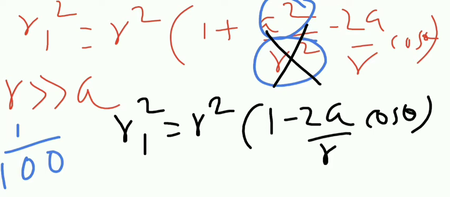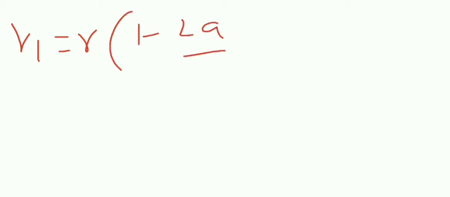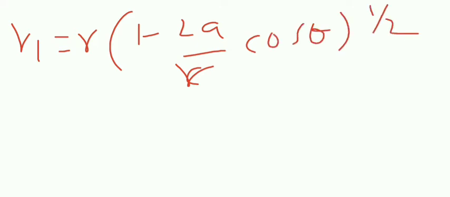If I take the square root of both sides, the square root of R1 squared is R1. On the right-hand side R squared is there, so it will be R times 1 minus 2A by R cos theta, whole power of 1 by 2, nothing but root of 1 minus 2A by R cos theta. Clear? Okay. Now we found R1.